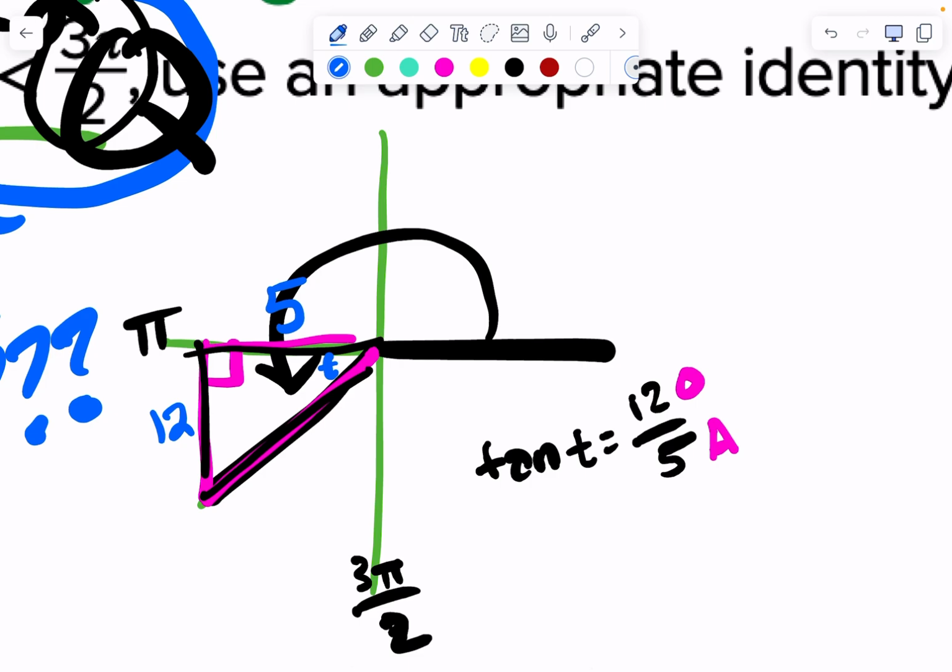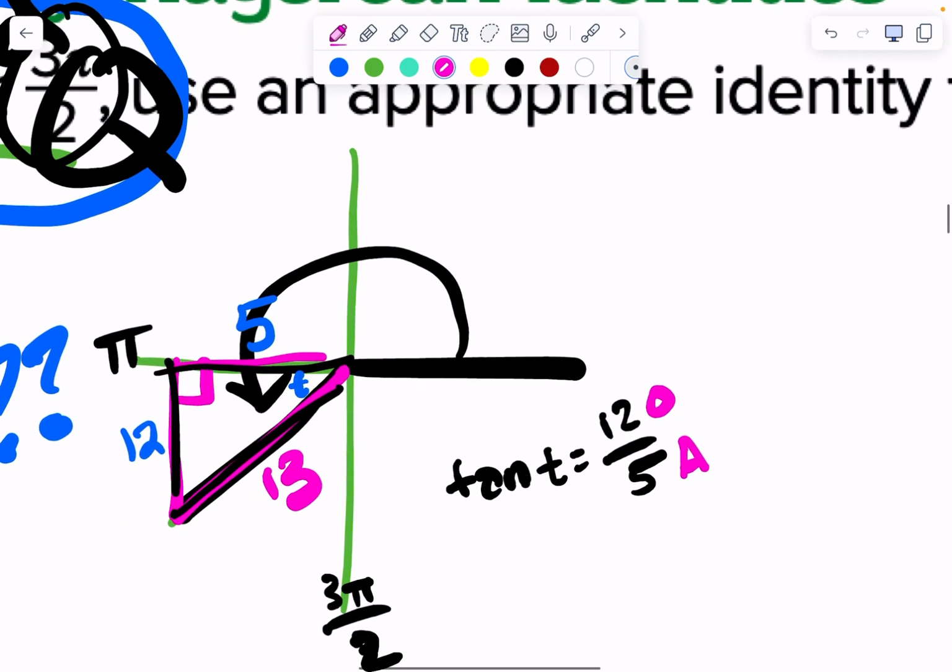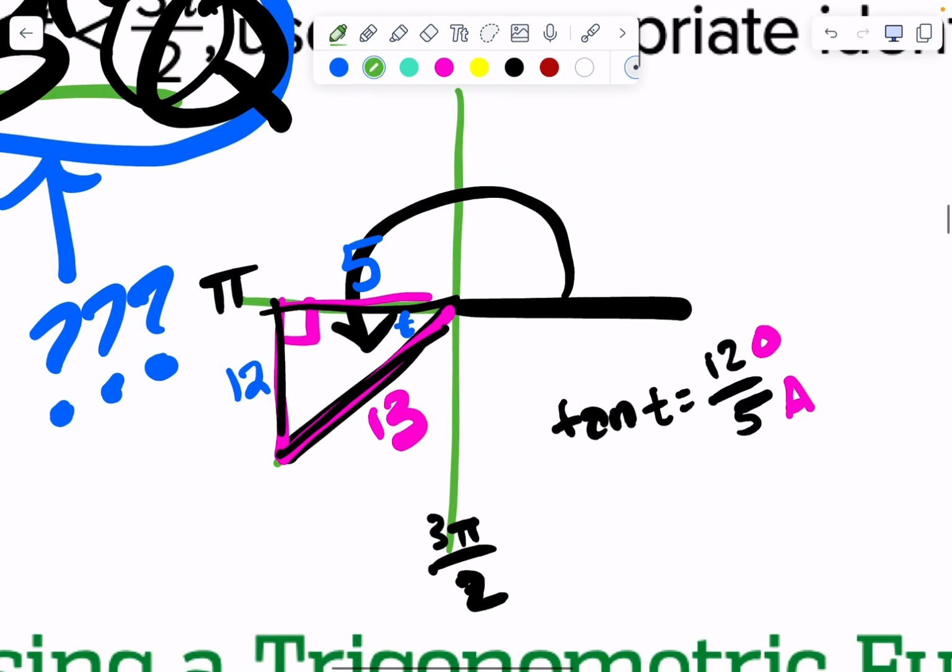12, 5, opposite, adjacent. Now, here's the only big problem that you do not see. 13. It's 5, 12, 13. The fact that we are in the third quadrant makes a difference. Negative 5 is negative because we're going to the left. 12 is negative because we're going down. 13 is not negative. 13 is always positive. The hypotenuse is always positive.